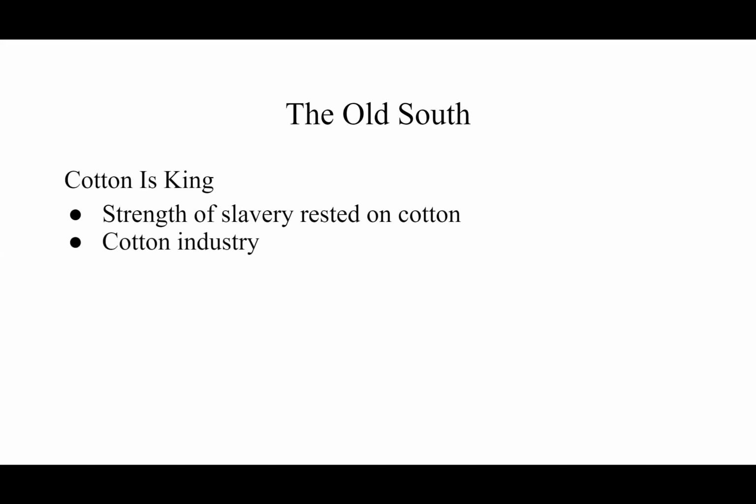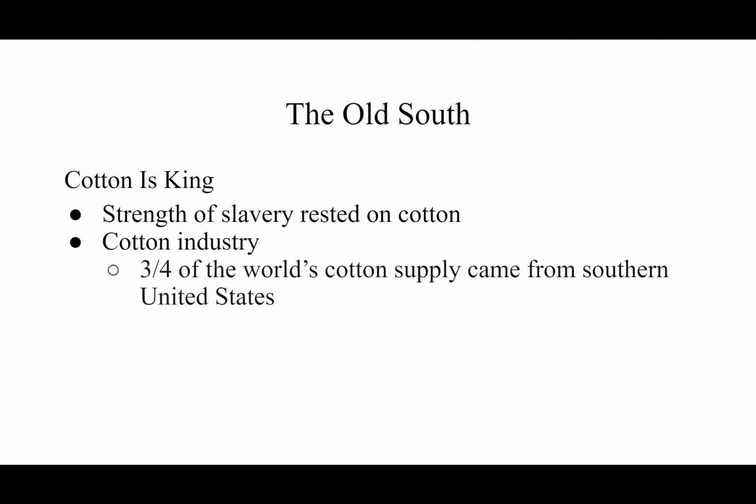Okay, so let's talk about the Old South and put that into context to begin with. So cotton is king, meaning that in the South, the strength of slavery rested on cotton. You remember back to the market revolution with the invention of the cotton gin. The cotton gin made it easier to take the seeds out of the cotton, and so clean cotton was processed a lot quicker, which created a higher demand for slaves because now more cotton was being grown. So 3/4 of the world's cotton actually came from the southern United States. That means that the South was growing 75% of the cotton in the world before the Civil War.